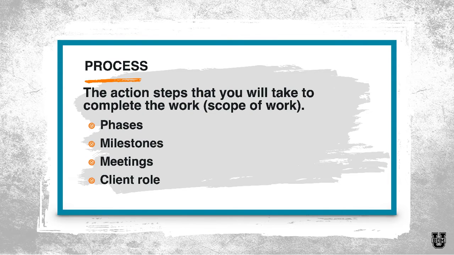The next element of a one-on-one offer is the process. So the process is the action steps that you will take to complete the work. So it is going to be your workflow or your scope of work to accomplish the objective that the client has. So you need to detail the phases of the work, the milestones of the work. Are there any key meetings that will be involved with the work? As well as it's important to be specific about the client role in the process.